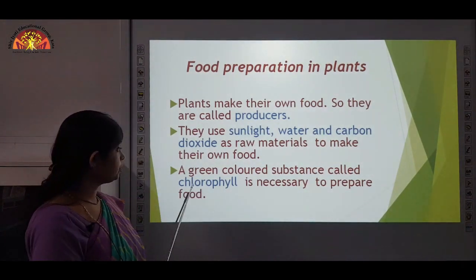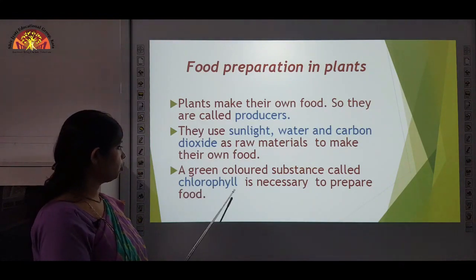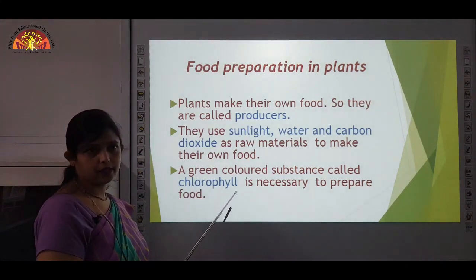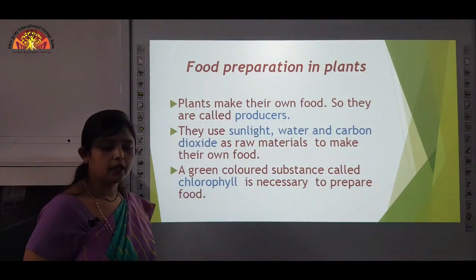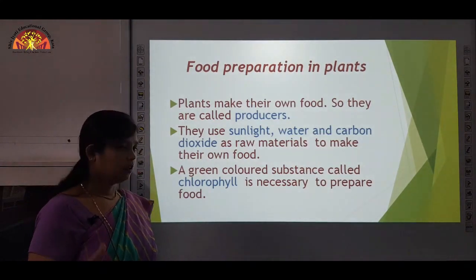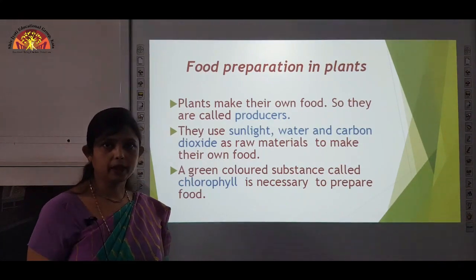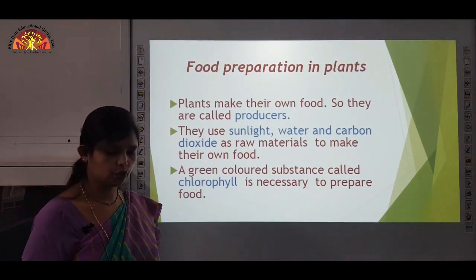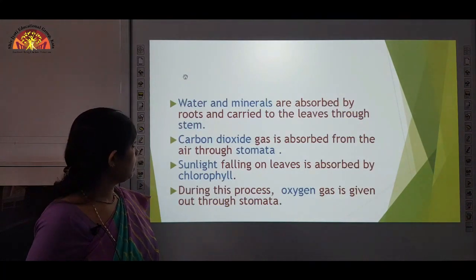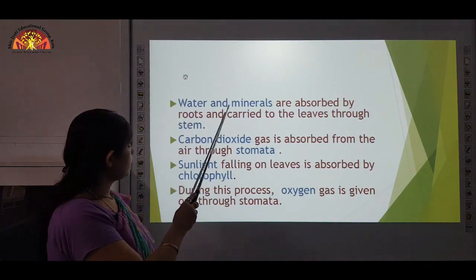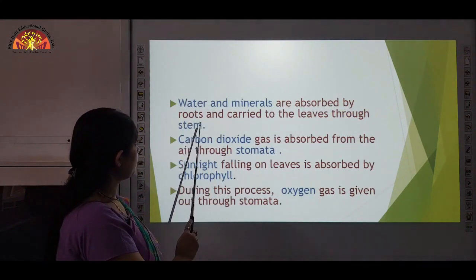Here an important role is played by chlorophyll. This green colored substance which is present in leaves helps in trapping the sunlight. It helps in absorbing the sunlight for the preparation of food. Now water and minerals are absorbed by roots and carried to the leaves through the stem.